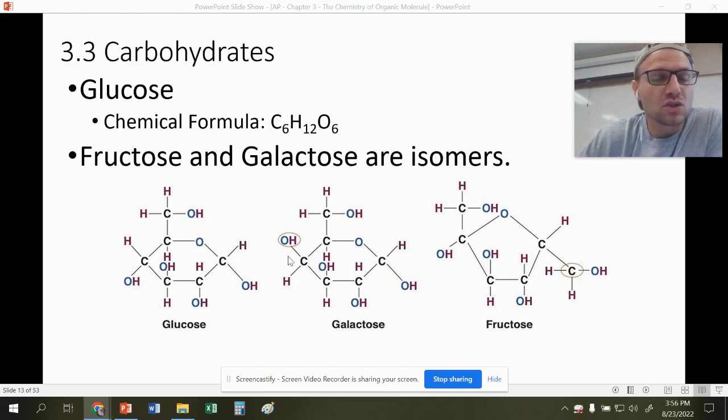It does. The structure of these are really important. One thing we're going to learn about in this chapter and in pretty much every chapter going forward, structure determines function. That's very important. You can see fructose definitely looks different, but what you have to understand is they all have the same chemical formula, but their structural formula is much, much different. It's very different.